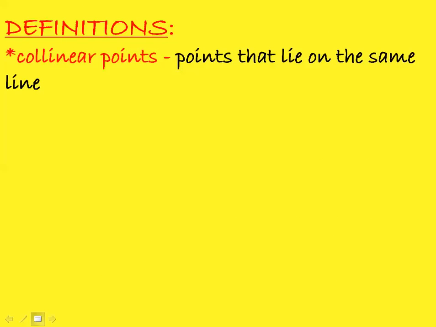Our next definition is collinear points. We know what a point is, and now we need to know co. Co means on the same, and linear, we learned in algebra, refers to a line. So collinear points are simply points that lie on the same line. For example, in my last picture, A, B, C, and D were all collinear points because they were on the same line.